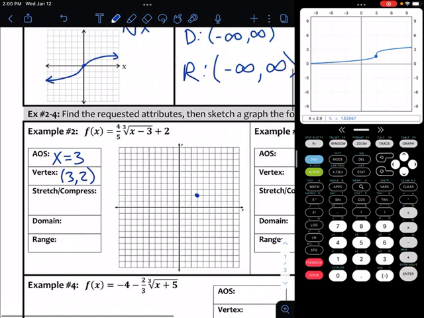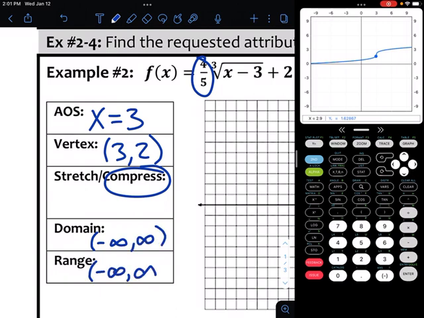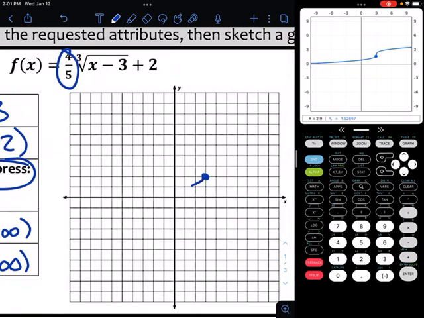Okay, so then I want to talk stretch or compress. Well, it's 4/5, so that is part of a whole. That's a compression. And domain, as you can see in that graph on the right, is -infinity to infinity, right? I mean, these are always going to be moving in both directions, no matter how slowly they move. All right, so this helps us estimate that we're going to be about here to there.